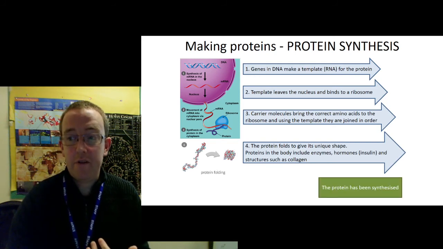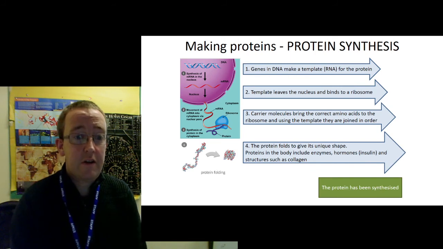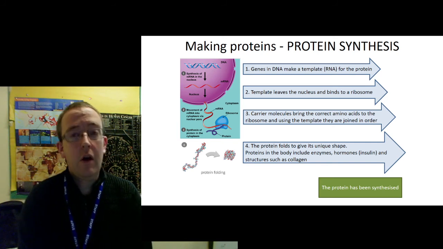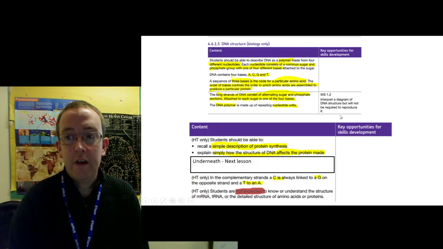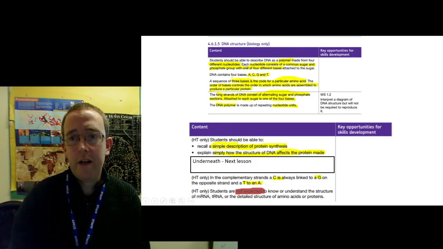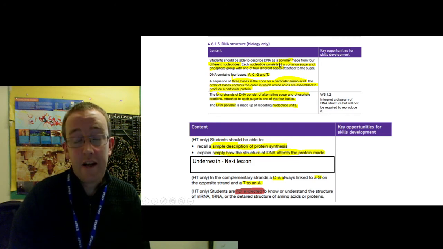Okay? And what happens then, of course, your protein has been synthesized and it goes off and it does its job. Which proteins you are producing depends on what type of cell and what type of organism you are actually looking at.